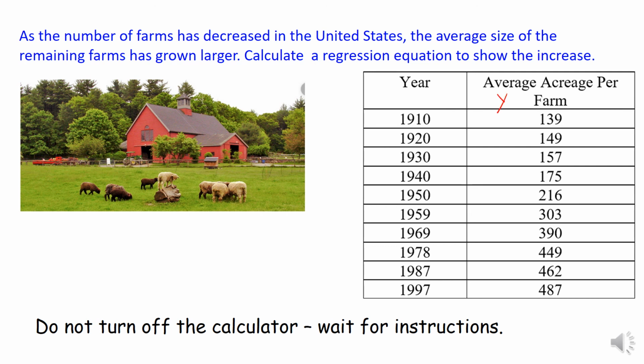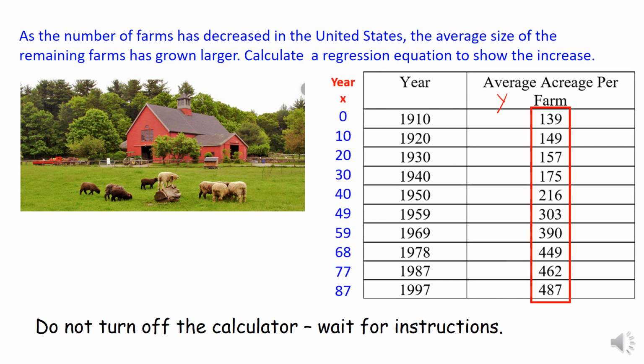Now we've got to be very careful here because we've got 1910, 20, 30, 40, 50. Then we go to 59, 69, 78, 87, 97. So when you're making your X's, you have to calculate what that would be. So like if I said 1910 to 1997, that's an 87 difference. So we're going to go ahead and plug those in.